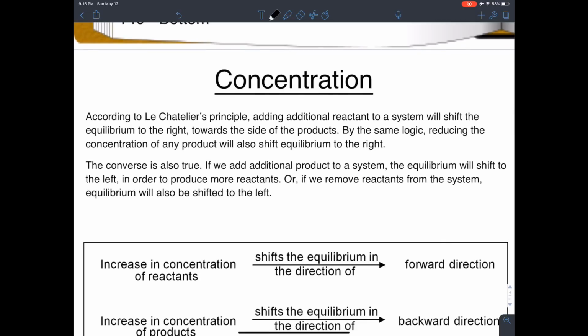When we talk about concentration, we're talking about Le Chatelier's principle. Big name in chemistry, Le Chatelier. So basically, he was saying that if you add more of one thing to a reaction, and you can pause this video and read this right now, that would be a good way to start this. But he's saying if you add reactant to a system, you're going to shift the equilibrium towards the products, toward the right. And if you reduce the products, you're also going to shift it to the right towards the products.